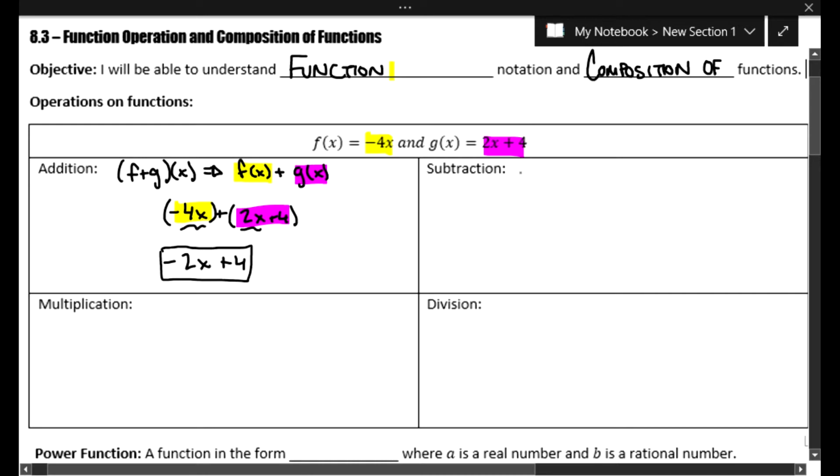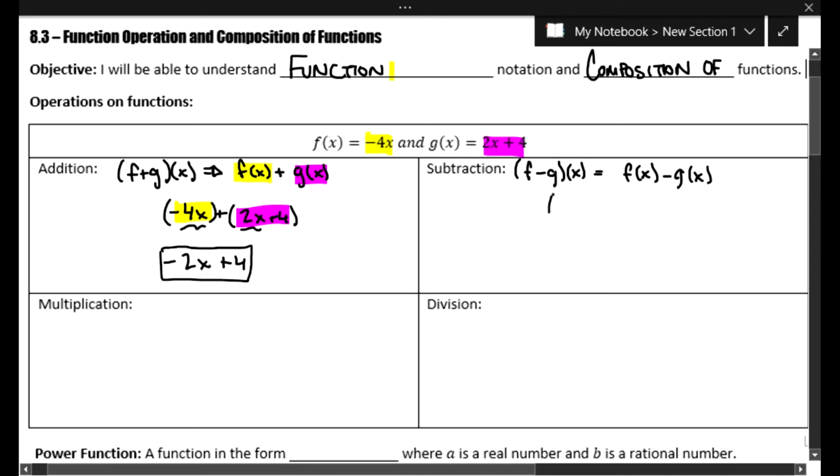Subtraction, the notation looks like this: f minus g of x. That's how you read that, f minus g of x, which just means that I'm going to take my f of x function and subtract my g of x function. This time, it is important that you subtract and you're going to have to distribute the negatives.